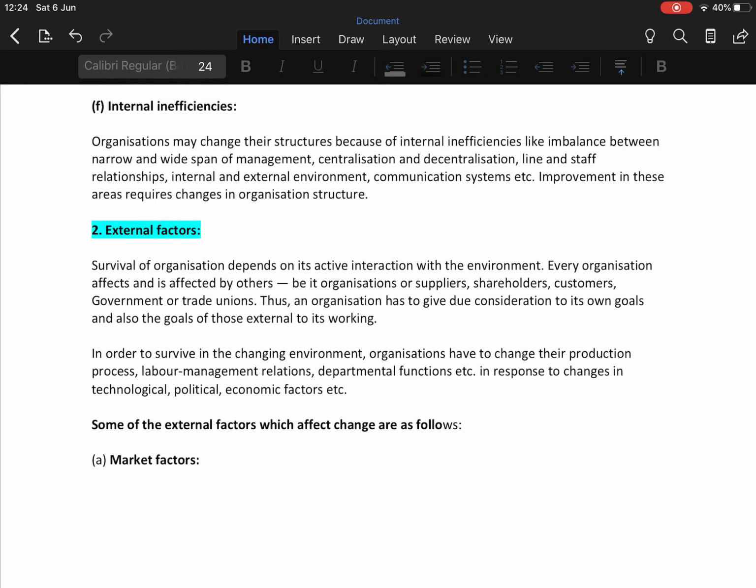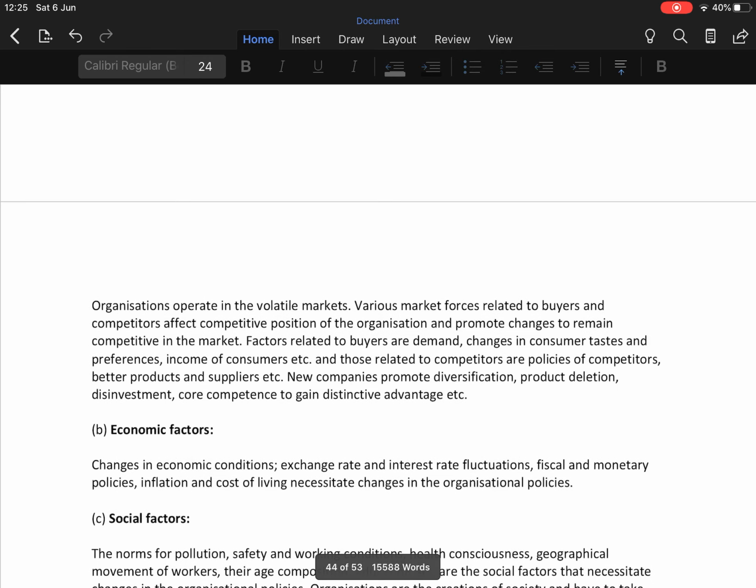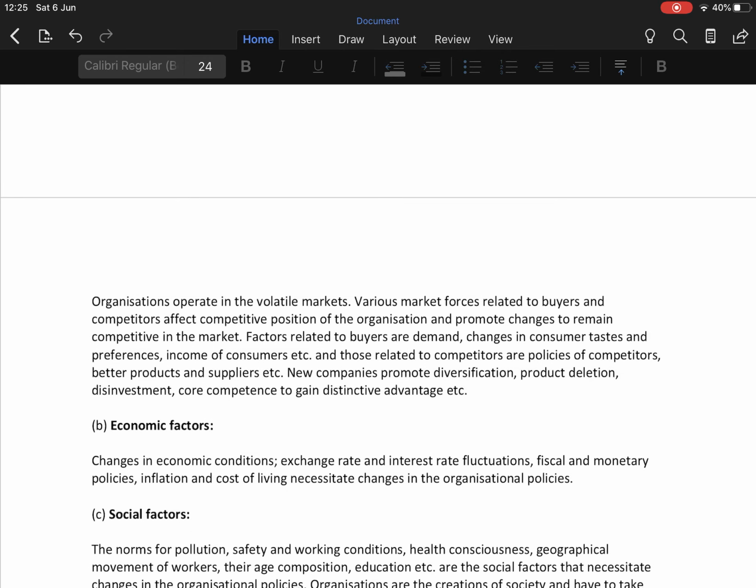So some of the external factors are, first, market factors. Organizations operate in volatile markets. Various market forces related to buyers and competitors affect the competitive position of the organization and promote changes to remain competitive in the market. Factors relating to buyers are demand, changes in consumer taste and preferences, income of consumers, etc. And those related to competitors are policies of competitors, better products, suppliers, etc. New companies promote diversification, product deletion, disinvestment, core competencies to gain distinctive advantages, etc.